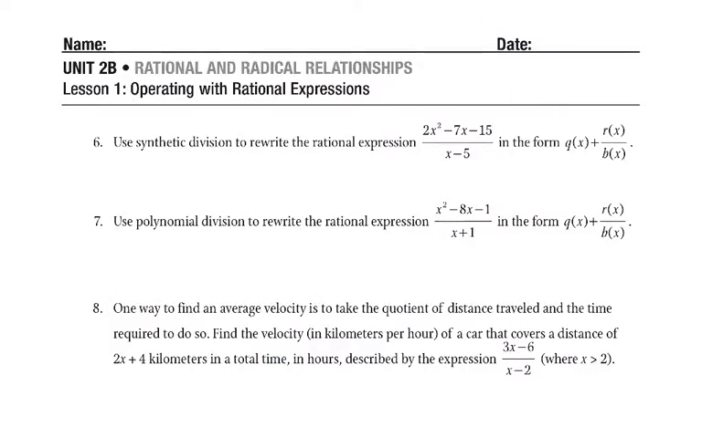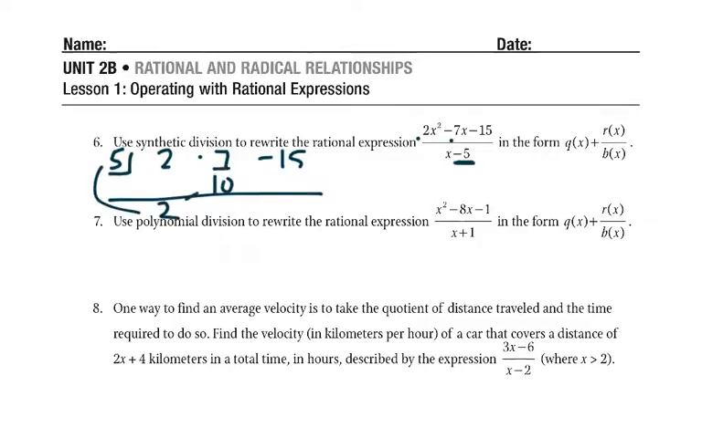Alright, number 6 says use synthetic division to rewrite the rational expression. Alright, remember synthetic division? That's our divisor. It's not negative 5 because it's x minus the number, so positive 5. Take the coefficients, 2, negative 7, negative 15. Bring the first one down, multiply, take it up here, 10, add 17.